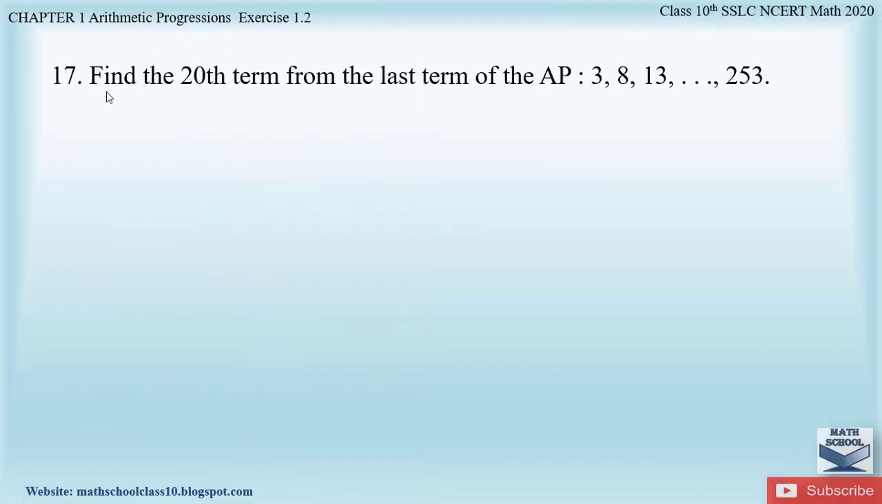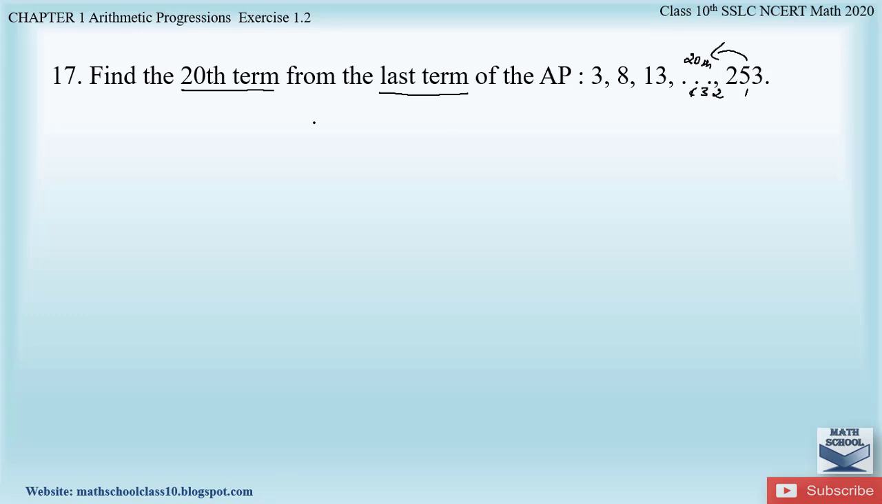The question number 17 from exercise 1.2 says find the 20th term from the last term of the AP given, that is 3, 8, 13 and the last term is 253. So we have to find out the 20th term from the last term. Remember that it's not from the first, it's from the last term. If this is the first term, the term before will be the second term, then the third term, then the fourth term. We have to find the 20th term from the last term.